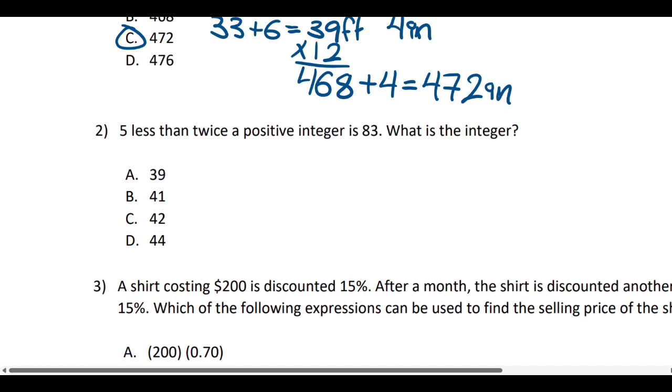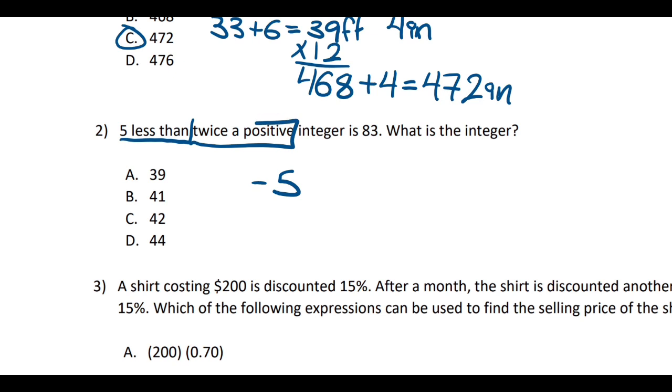Number 2, 5 less than twice a positive integer is 83. What is the integer? Whenever you're trying to turn words into math and you see 5 less than, that's going to be minus 5, and whatever comes right after that is going to come before the minus sign. So twice a positive integer, that's 2 times x, minus 5 equals 83.